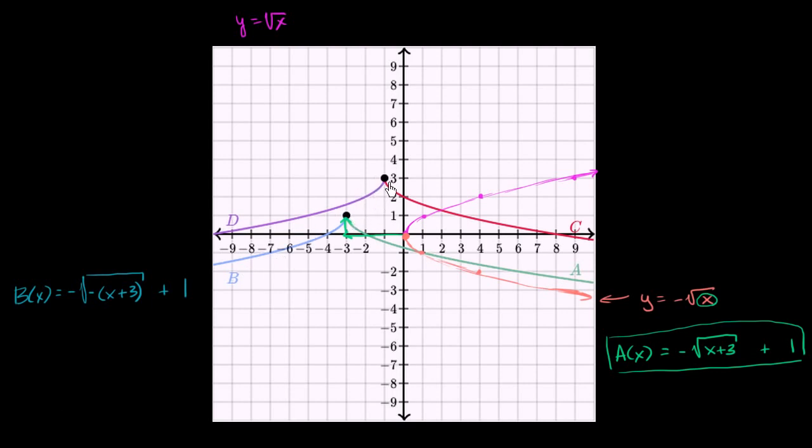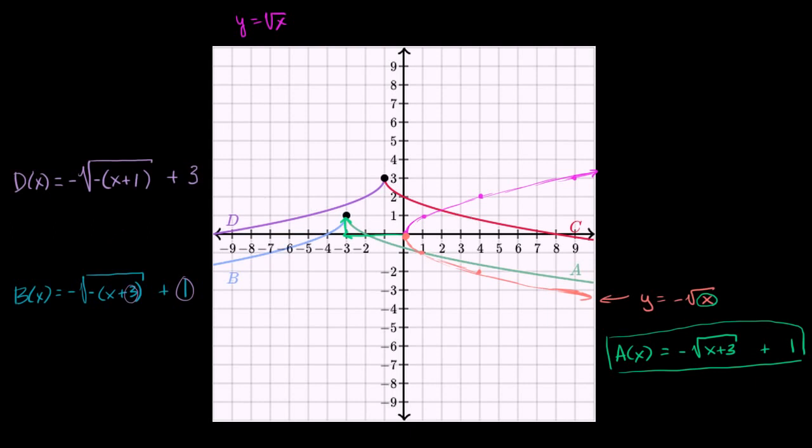Now, to go from B of x to D of x is reasonably straightforward. We just have to change how it's shifted. D is shifted relative to the original function up by 3 and to the left by 1. So D of x is going to look very similar to B of x, except its shifting is going to be different. It's negative square root of negative x plus something and then plus something. D of x has been shifted relative to square root of x to the left by 1. So this is going to be negative x plus 1, and it is shifted up by 3, so it's going to be plus 3, just like that.